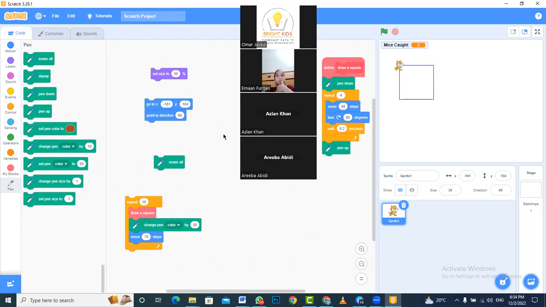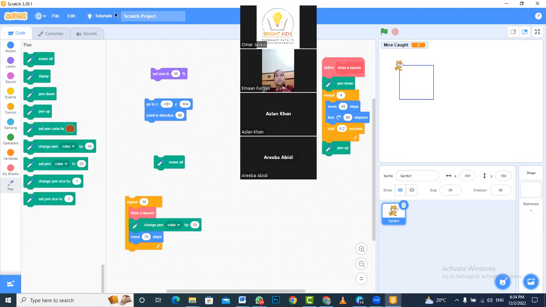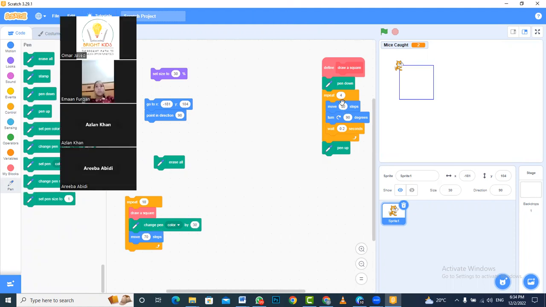Now, see the difference that it makes in my whole code. I just told this program that it should not be making a square that is 100 steps. It should be making a square that is 50 steps. So I would want to start it here. So let's erase all, and the position is minus 220 and 130. I would say minus 220 and 130 here.